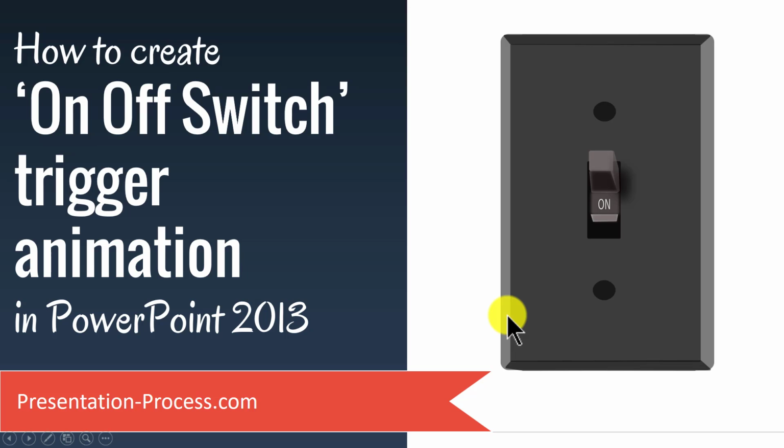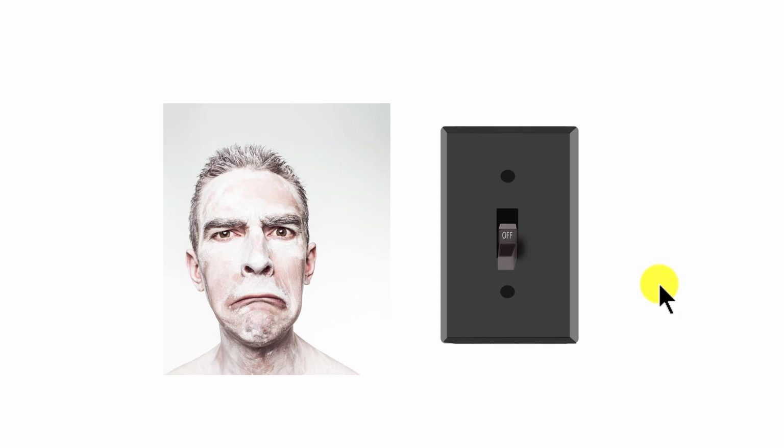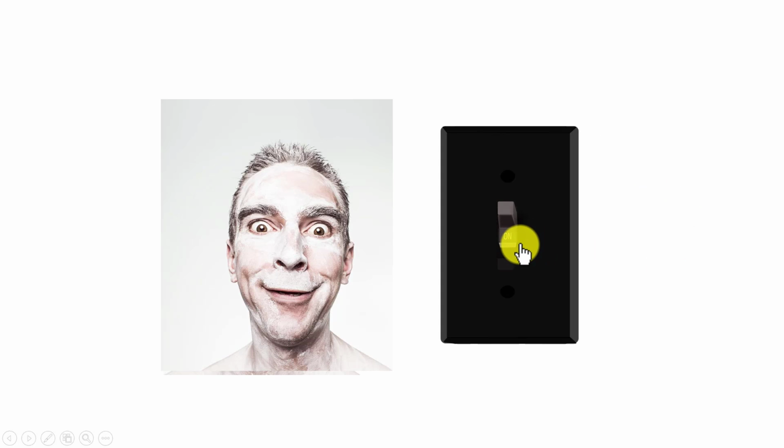In this video, I'll show you how to create an on-off switch trigger animation in PowerPoint 2013. The beautiful on-off switch trigger animation you will learn to create today looks like this. Here you can see someone frowning and the switch says off. Now, when I flick the switch to the on position, you can see that the person smiles.